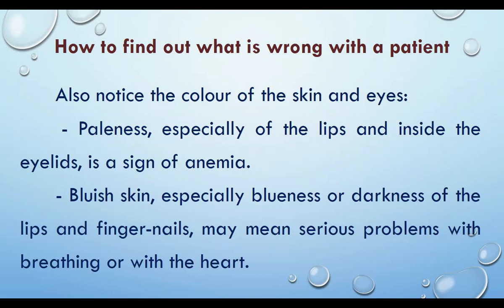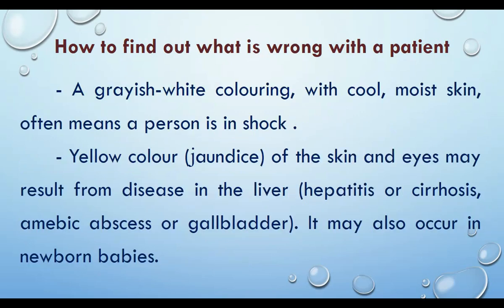Also notice the color of the skin and eyes. Paleness, especially of the lips and inside the eyelids, is a sign of anemia. Bluish skin, especially blueness or darkness of the lips and fingernails, may mean serious problems with breathing or with the heart. A grayish-white coloring, with cool, moist skin, often means a person is in shock.